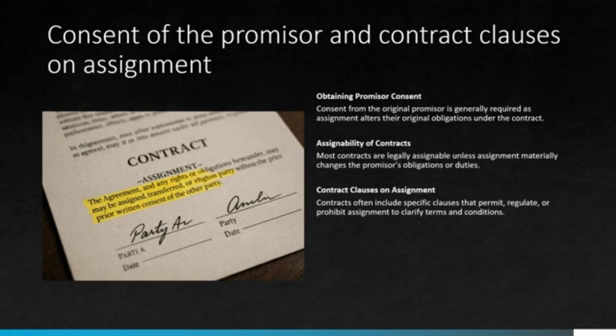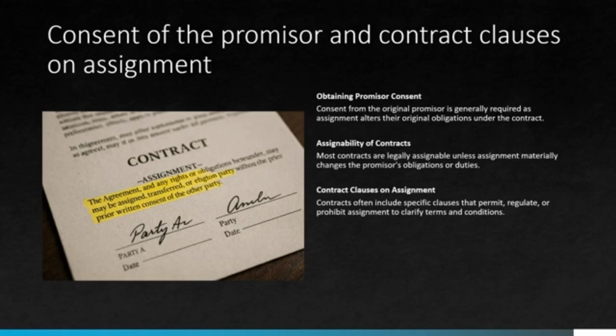So let's say this was a contract to paint your house, and you were going to pay $500, and you say to the painter, now I'm going to assign my rights from my house being painted to my friend. If that person's house is 10 times the size of your house, that clearly materially alters what the person has to do. So that wouldn't be allowable under an assignment.